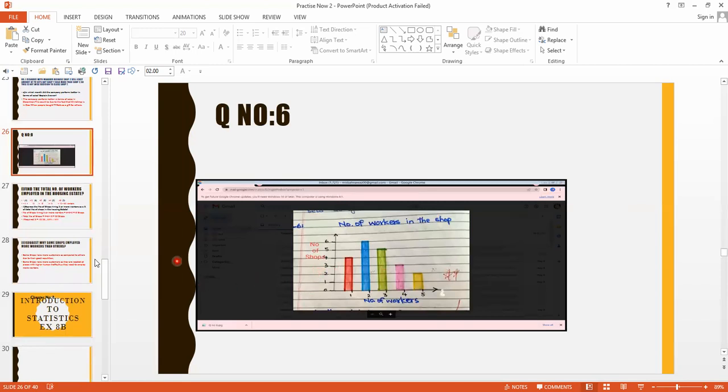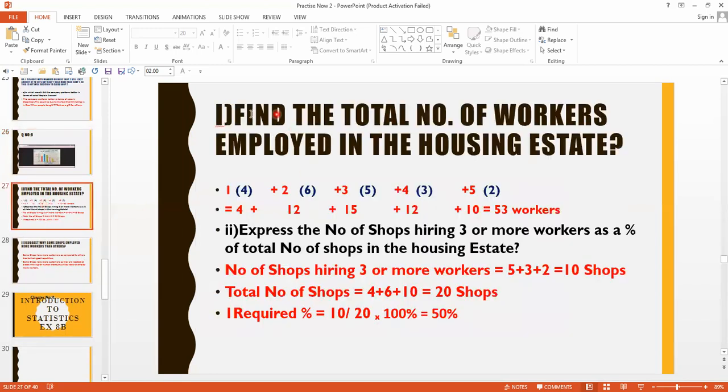Okay. So we come to the question. They are saying, find the total number of workers employed in the housing estate. Always remember, first you have to take the workers: 1 worker, 2 workers, 3, 4, and 5. And then you have to take the number of shops. 1 worker works in how many shops? 4 shops. 2 workers work in how many shops? 6. 3 workers in how many shops? 5. 4 workers in 3, and 5 in 2.